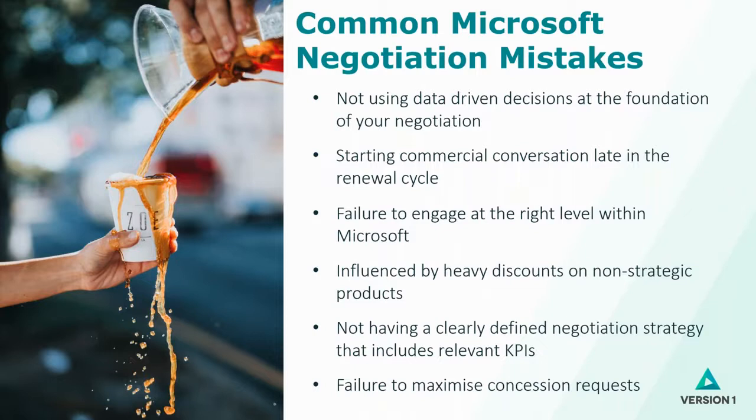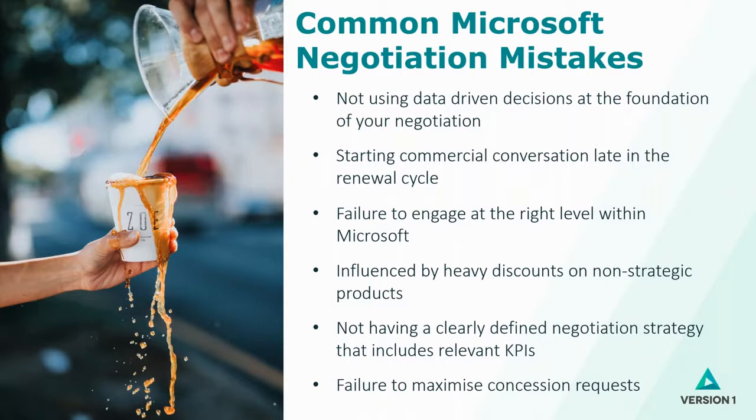The second last one is not having a clearly defined negotiation strategy that includes relevant key performance indicators. As a part of any negotiation with any vendor, we would always recommend having a clearly defined set of KPIs so that you can cross-reference and refer back to see what you've been successful in achieving and what the commercial impact of those KPIs is to the business.